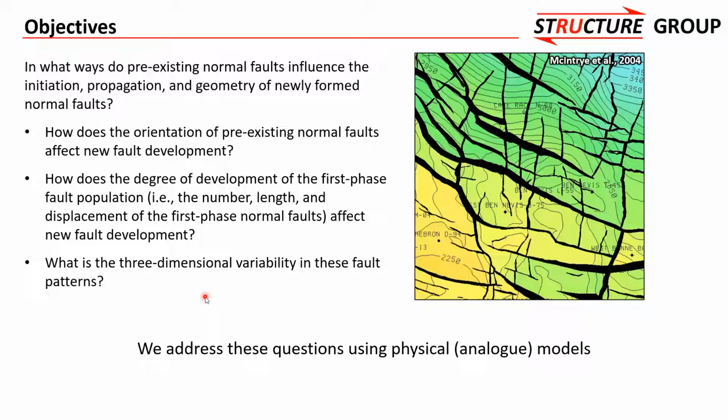So as I alluded to, we addressed these questions using physical models. One of the advantages of physical modeling is that we can take pictures of the evolution through time, so we can actually watch the fault patterns develop. But we also know exactly what the boundary conditions are. So I can know the magnitude of extension during both phases and the angle between the extensional phases, and use that to make inferences about the fault patterns.